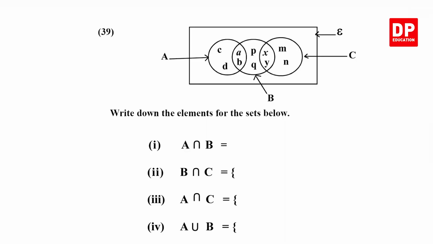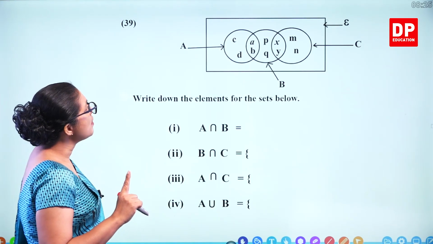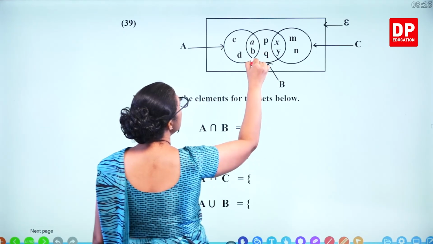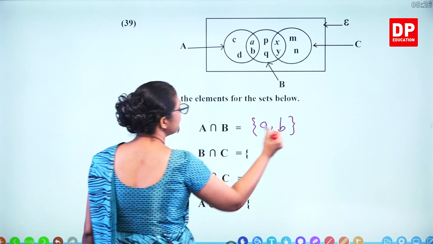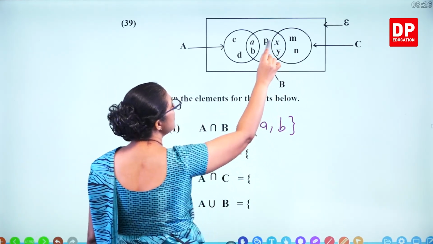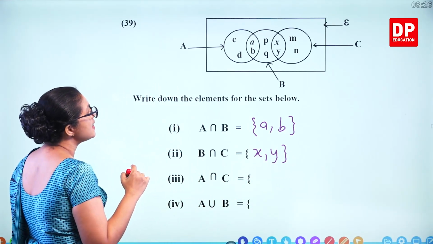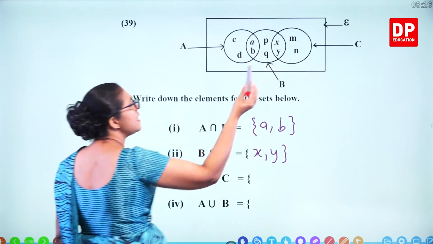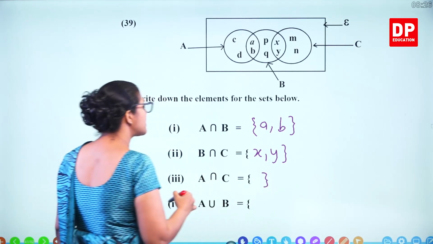Look at this Venn diagram. Write down the elements for the sets below. A intersection B. Common term, elements with A and B. Simple A and simple B. B intersection C. These two, common terms, elements X and Y. A intersection C. This circle and this circle not intersecting. So that means empty set or null set.